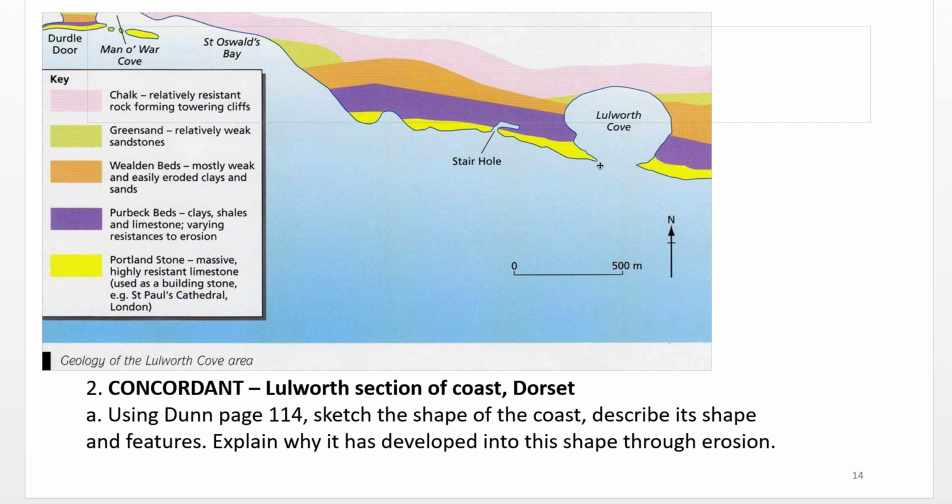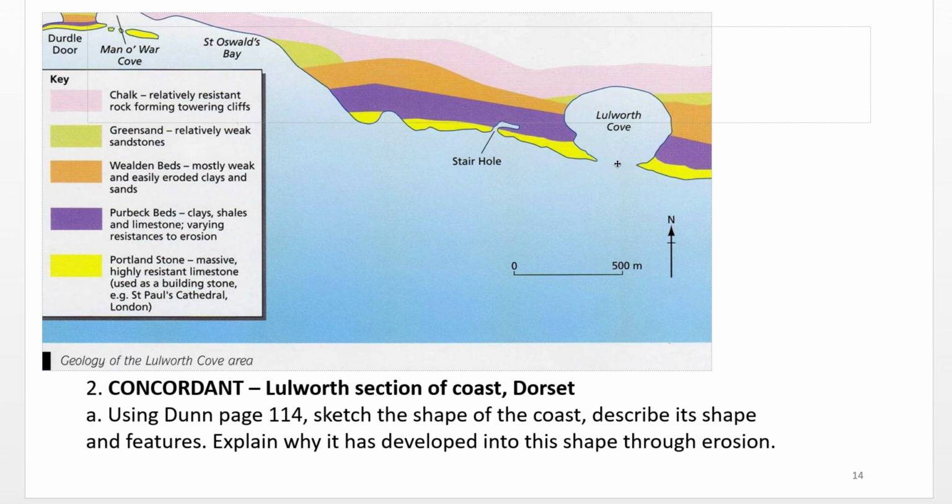So the sea has only managed to erode a little bit of that over a long period of time, but once the sea had passed through that Portland stone, maybe because there was a crack in the rock or something, it very easily passed straight into these softer rocks behind. So we have the Purbeck beds, the Wealden beds and the greensand, which were quickly eroded into this cove.